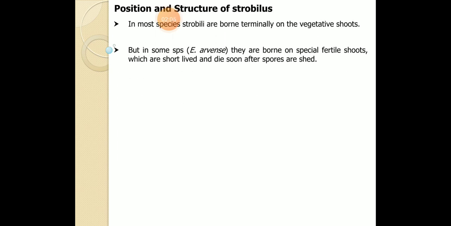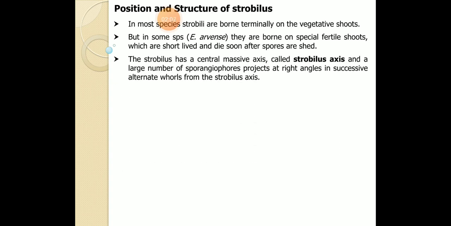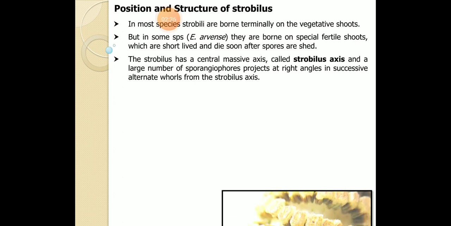Coming to the position and structure of the strobilus, the cone is called a strobilus. In most species, strobili are borne at the terminal position of the vegetative shoot, but in some species they may be borne at different regions, and they may be short or sometimes modified. The central axis is called the strobilus axis, and the sporangiophores project at right angles in successive alternate whorls from the strobilus axis.